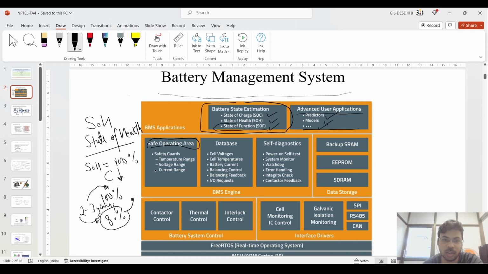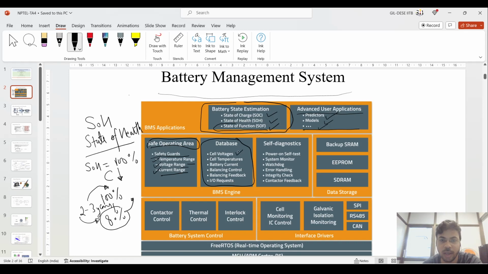Okay. This safe operating area means there are certain temperature, voltage, and current ranges for this equipment. So there are safety guards which define the temperature range in which it can operate, voltage range, and current ranges. So you have to operate in that fashion, so that it does not exceed the current range, voltage range, or temperature range, to maintain this battery pack and function at an optimal level. And certain databases are there.